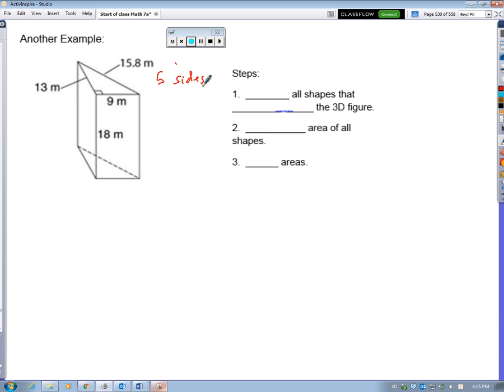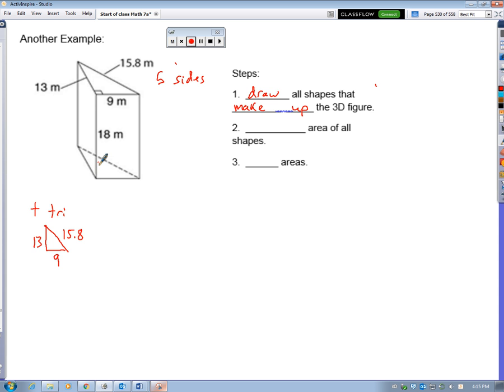So step number 1, we want to draw all shapes that make up the 3D figure. Okay, you want to draw these shapes out. Since it's made of triangles, let's start with the triangles. We have a top triangle and a bottom triangle. Okay, so I'm going to say top tri is going to be my first one. It looks something like that there. And let's go ahead and label our numbers. We have this side is 9. This side is 13. And then over here we have 15.8.